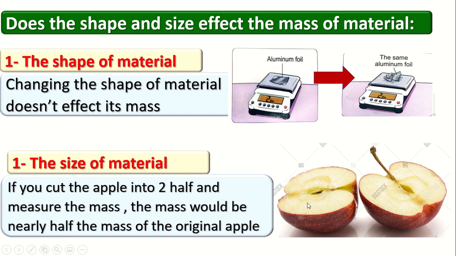When the volume or the size decreases, the mass will decrease. When the volume or size increases, the mass will increase. So the volume can affect the mass of the material, but the shape doesn't affect the mass of the material.